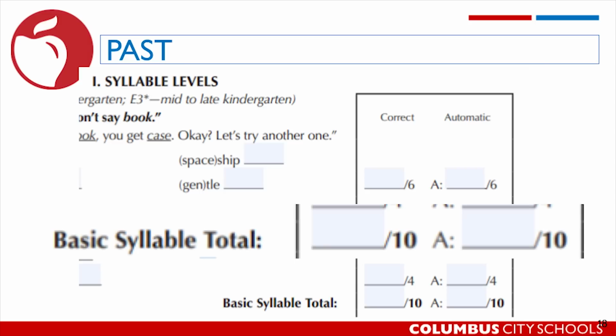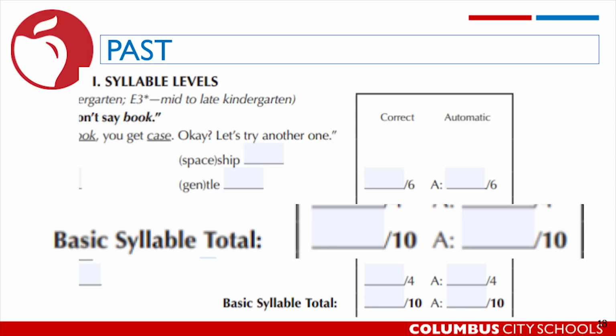The syllable levels are split between 6 and 4 items instead of 5. For these, the levels are passed and automatic if at least 5 out of 6 and 3 out of 4 items are answered automatically, respectively. Keep in mind that you continue to administer levels until a student gets a 0 or 1 on 2 consecutive levels combined. Just because a student does not pass a level does not necessarily mean that you discontinue.